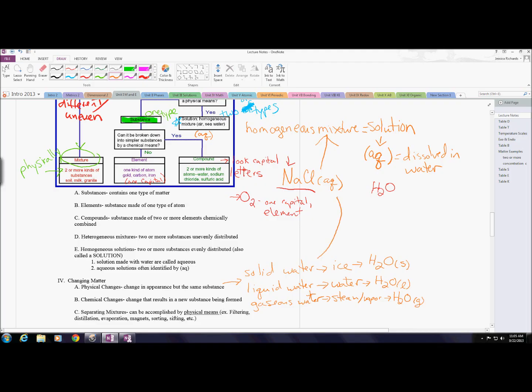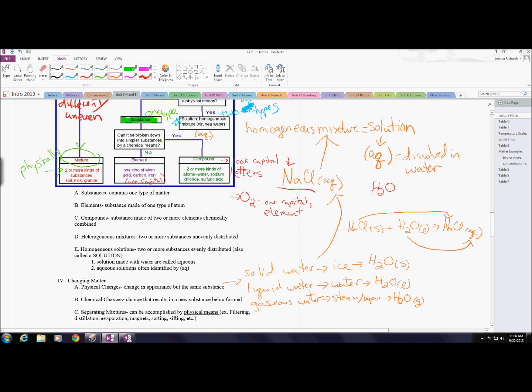Check out up here when we write salt water, it's still NaCl. So we have NaCl solid plus H2O liquid. And when we put them together, we get NaCl aqueous. So the sodium chloride is still here, and the water is right here, because when you see aqueous, you're going to think dissolved in water. So it's the same stuff. It hasn't changed at all. It has the same formula. It's just dissolved now. So solubility, physical change.